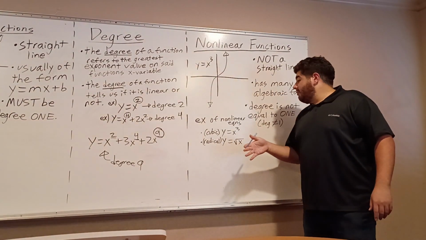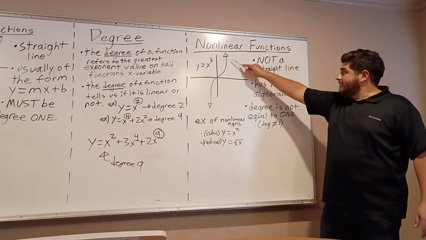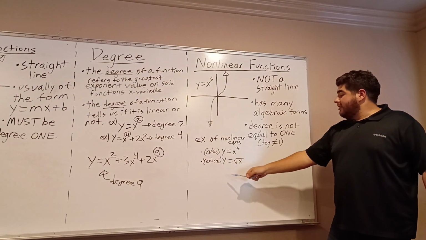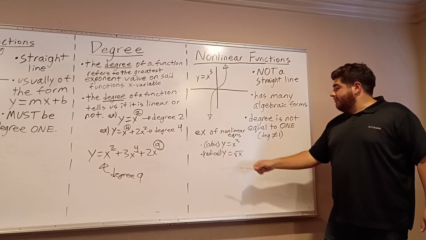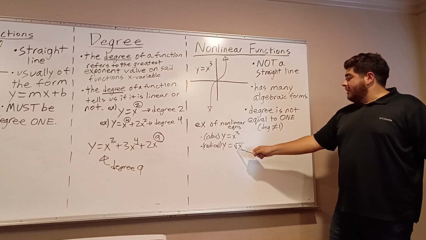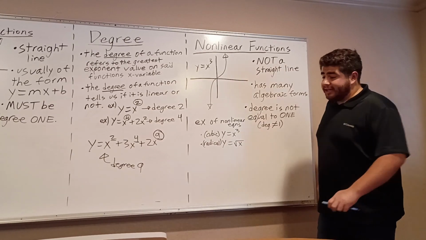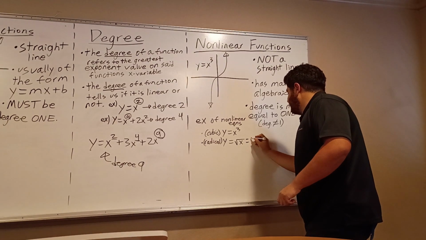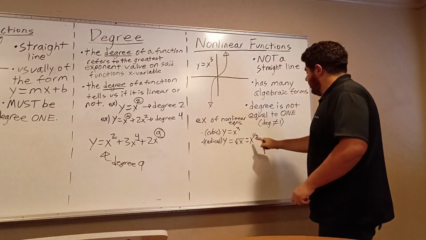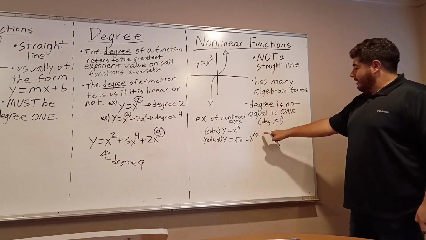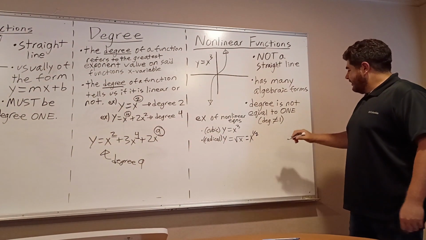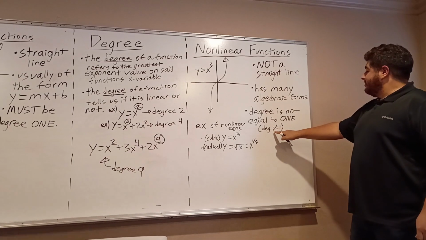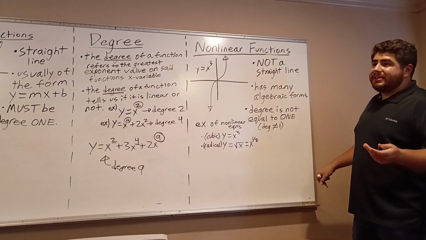So an example of nonlinear equations could be the cubic equation, how I wrote up here, y equals x cubed, or the radical function, which is y equals square root of x, which is algebraically the same as x to the 1/2 power. Notice that 1/2 is less than 1, but it's still not 1. A nonlinear function cannot have the degree equal to 1. Because if it does, then it would be linear.